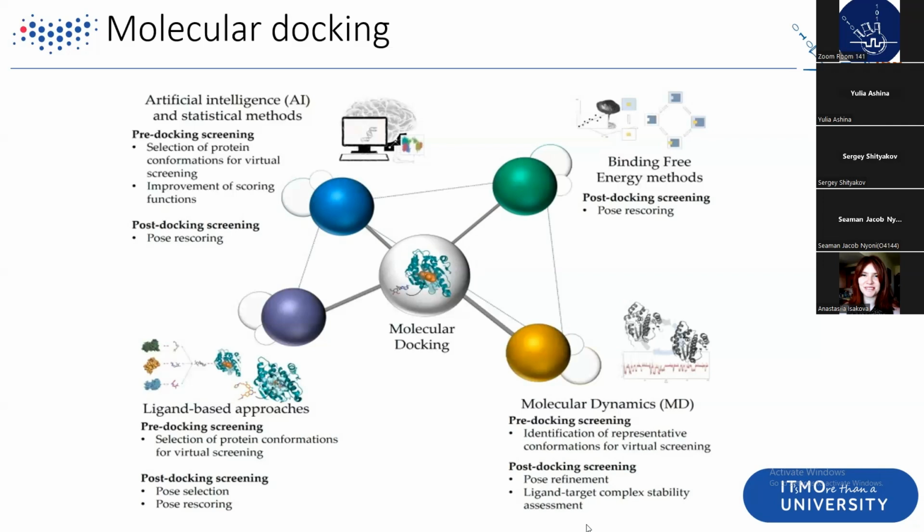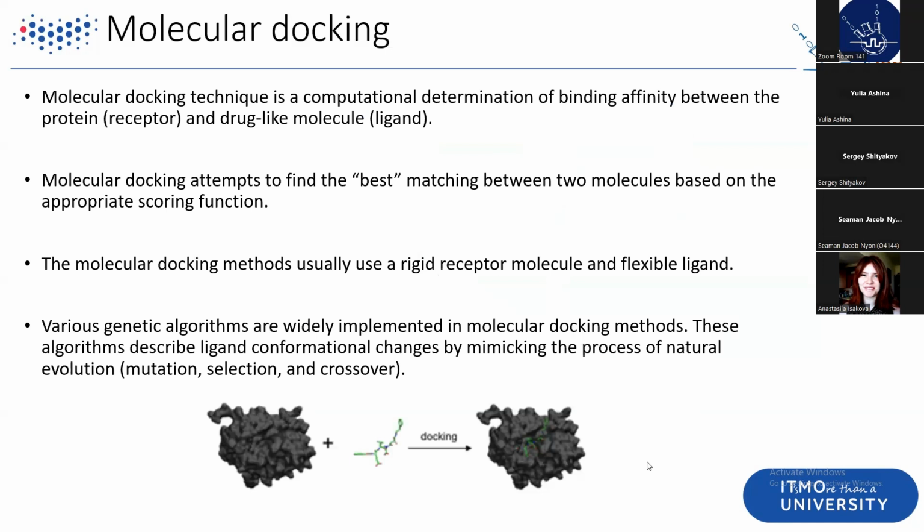And then when you get the small number of ligands, you can confirm this information by using the molecular dynamics. It is also possible to investigate the stability of the complex using, for instance, Monte Carlo techniques. So you will do the sampling of the molecular docking results and so on. So molecular docking is the computational technique to determine the binding activity between the receptor and the ligand.